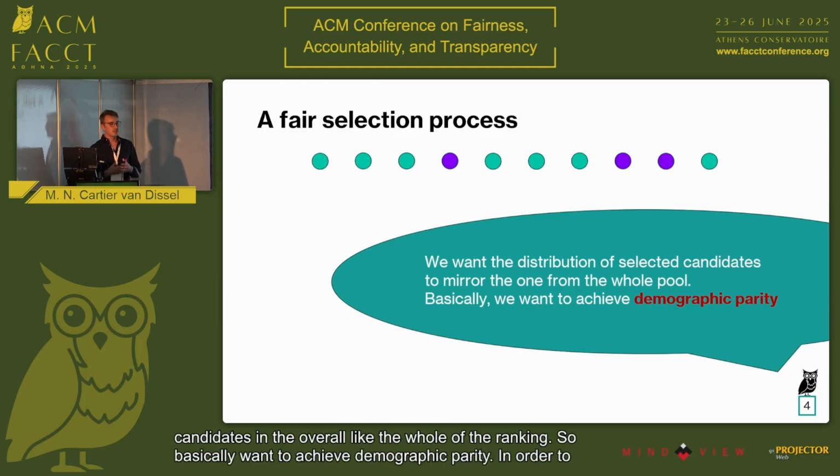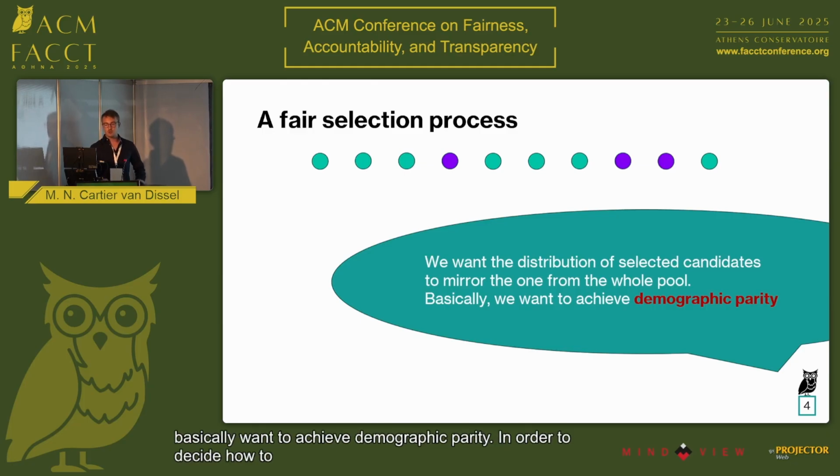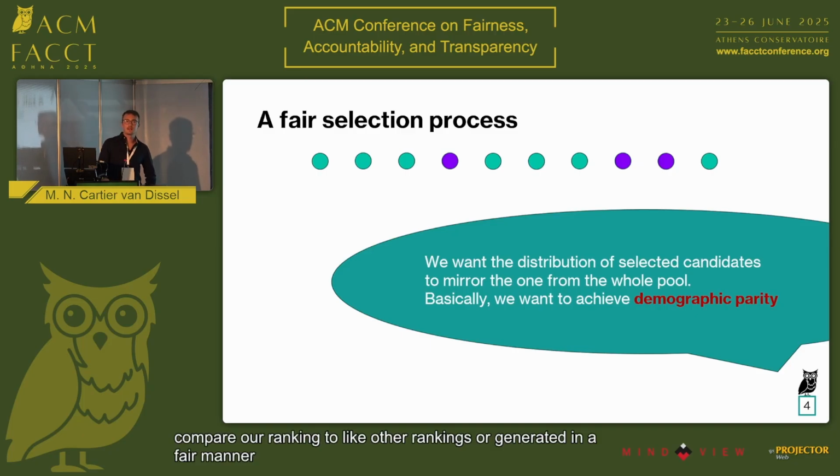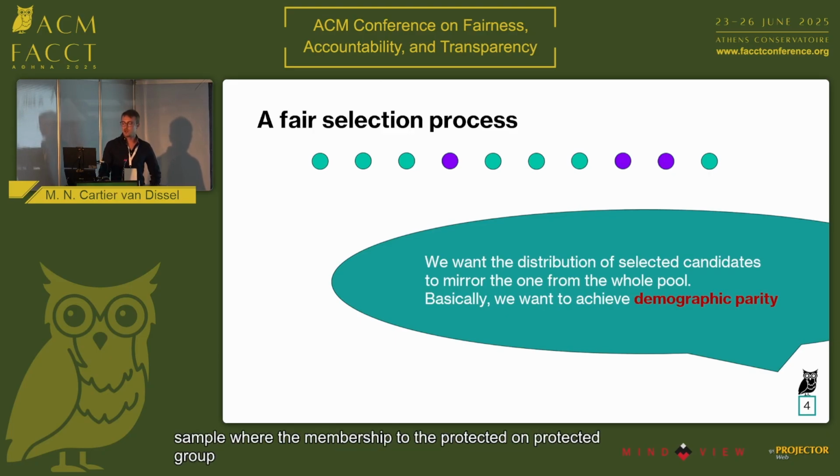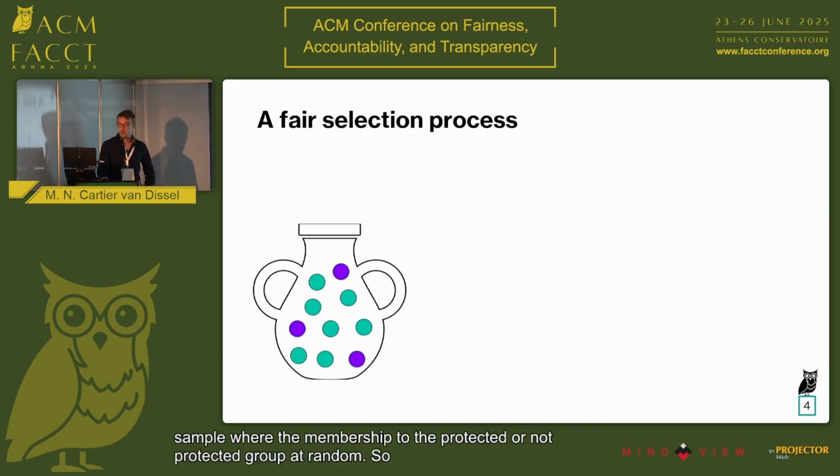In order to decide how to do this, we would like to compare our ranking to other rankings that are generated in a fair manner. Fair in the sense that those are rankings that are independent from the protected attribute, in which we sample the membership to the protected or non-protected group at random. In particular, we consider this as a null model problem.